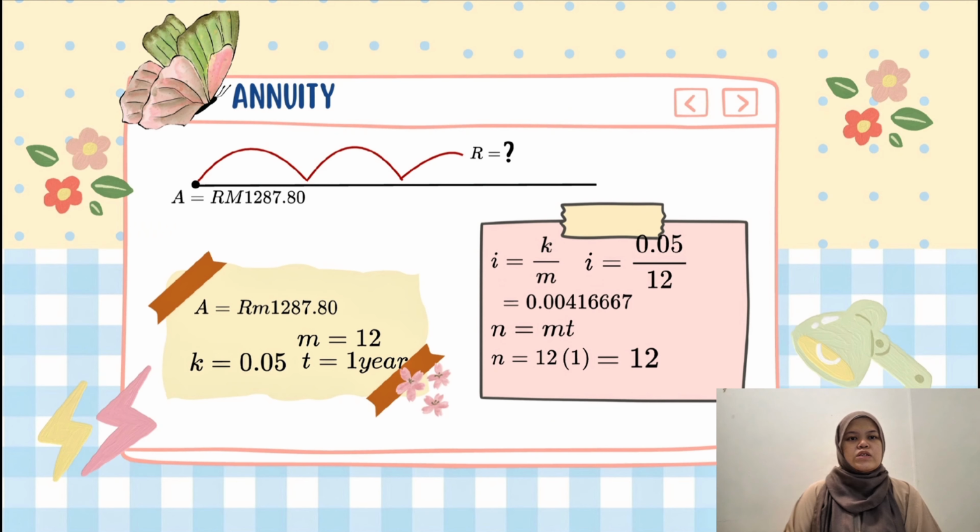We will go to the result and definition. Determine the monthly payment, represented by R, for Anwar's yearly car insurance premium using the annuity formula. Here the total amount of the insurance premium is A, RM 1,207.80. The interest rate given is 5% per year, so we convert it into a monthly interest rate by dividing 0.05 by 12, and we get 0.004167. Since the payment is made monthly for 1 year, the total number of payments is n, 12 multiplied by 1, and we get 12.